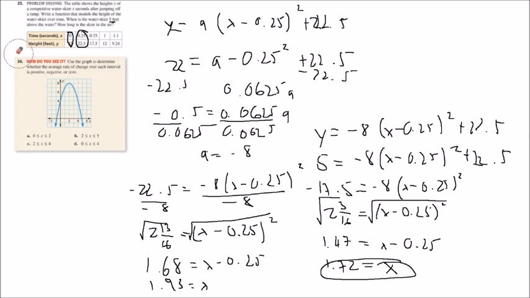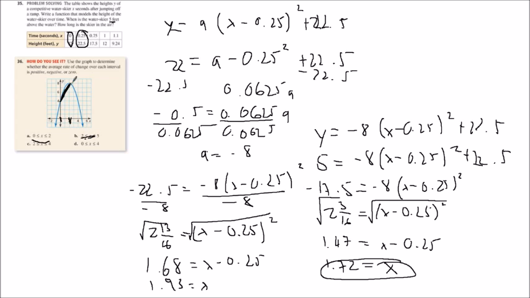Okay, last question, question 36. I don't even need to erase all of this, actually. Use a graph to determine whether the average rate of change over each interval is positive, negative, or 0. It's kind of obvious enough. So from 0 to 2, is it positive, negative, or 0? Well, it's clearly positive right here.